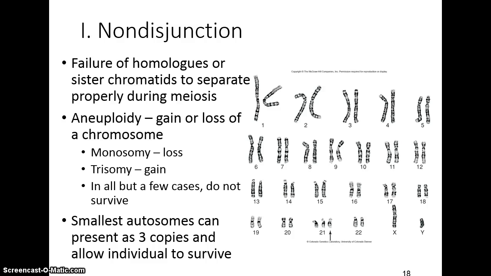We talked about this before, nondisjunction. I'm just going to briefly mention it again. It's a failure of chromosomes to separate evenly during meiosis.